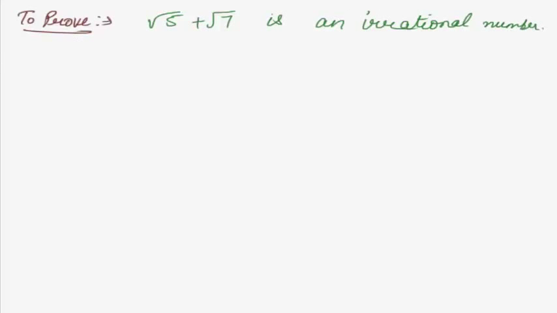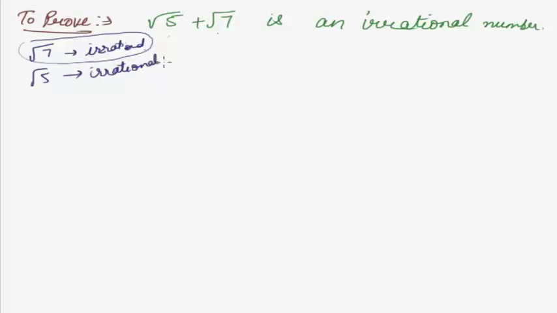Friends, we have proved previously in the first question that under root 7 is an irrational number. But here we need the sum of two irrational numbers, because we can also proceed similarly as in the case of under root 7, and we can conclude that under root 5 is also an irrational number. But here we need the sum of these two irrational numbers, and to prove that this sum is also an irrational number.